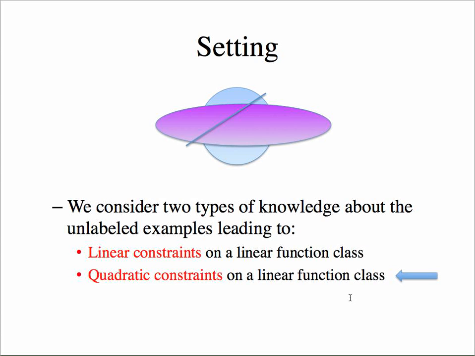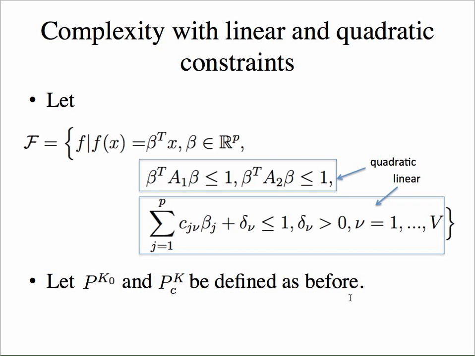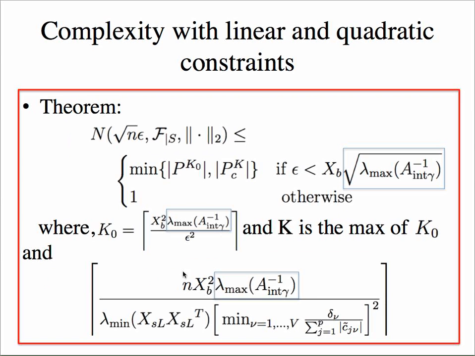Now that I have defined both the linear and quadratic constraints, I can merge both the settings and define a common linear function class, which has two quadratic constraints and v linear constraints. Let the polytopes P_k0 and P_ck be defined as before. In this case, we have the following theorem on the upper bound of the covering number of this new function class. The upper bound is precisely given as before as well, except that the constant B is changed to the square root of the biggest eigenvalue of the A-inverse matrix.